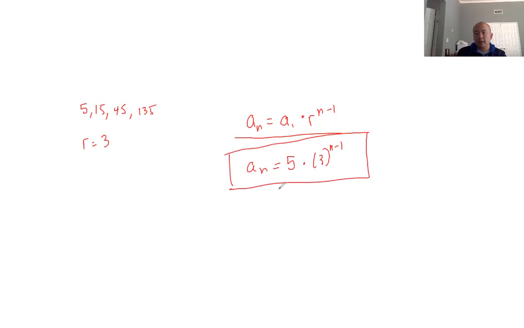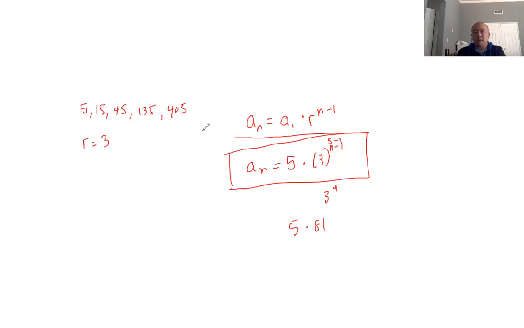How would you do that here? Let's say I wanted to find the fifth term. 5 minus 1 would be 4, right? 3 to the fourth power is what? 3 times 3 times 3 times 3, so it's 81. 5 times 81 is 405. So the next term in the sequence would be 405.